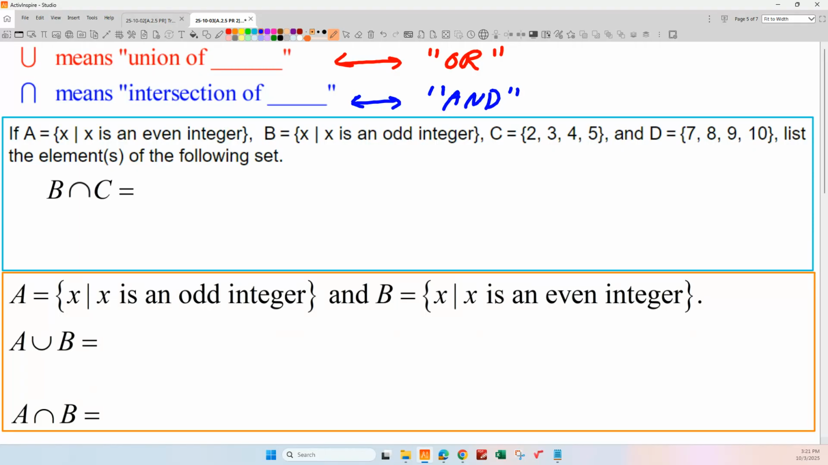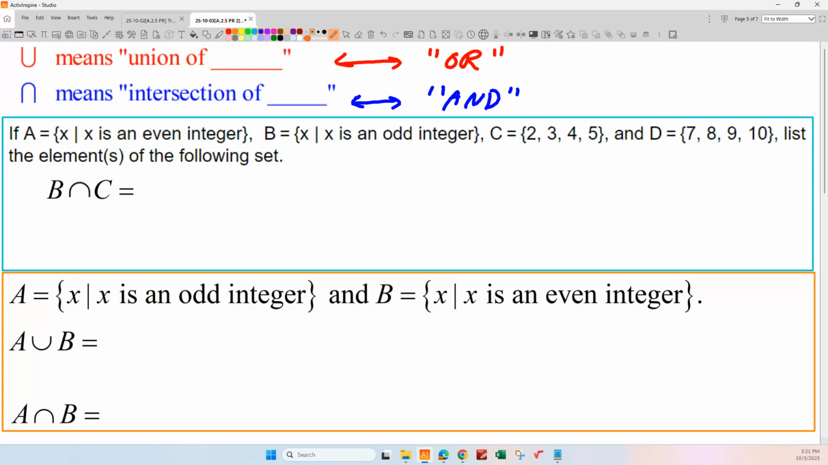That means they both have to be true at the same time. So that includes only the parts of each set that show up in both sets at the same time. Okay? So look at this first one. It gives us a bunch of sets, A, B, C, and D, and it only asks about 2 of them.